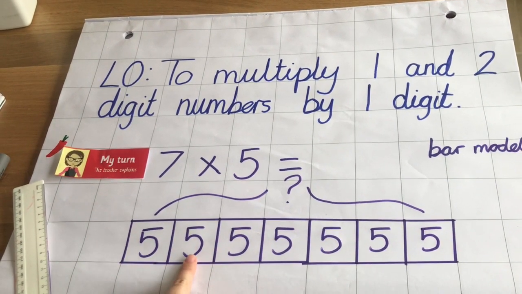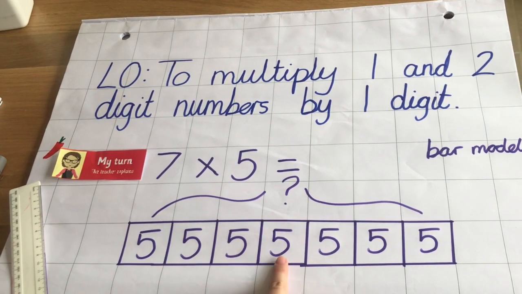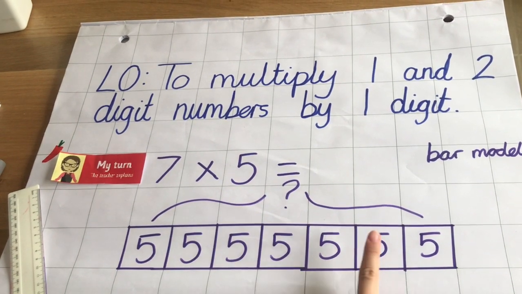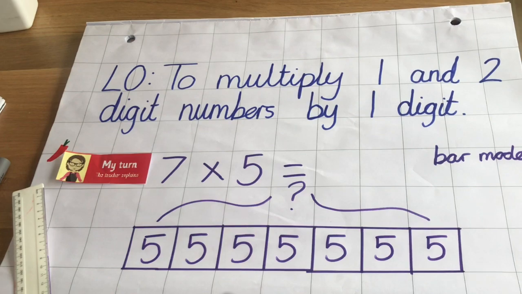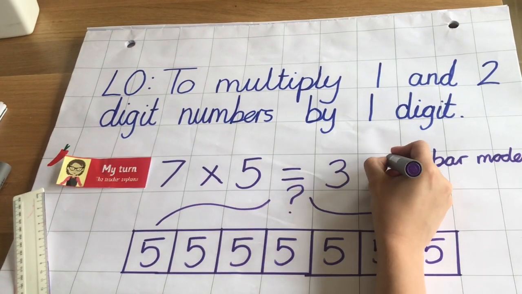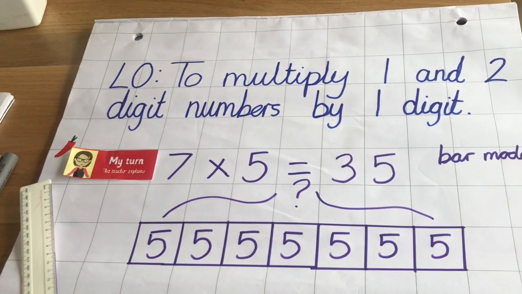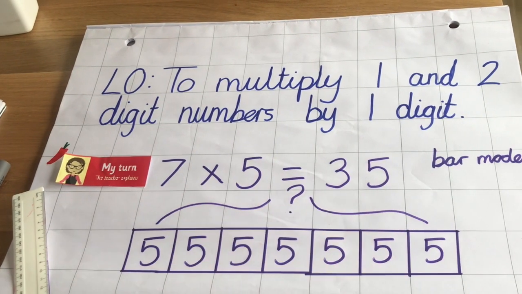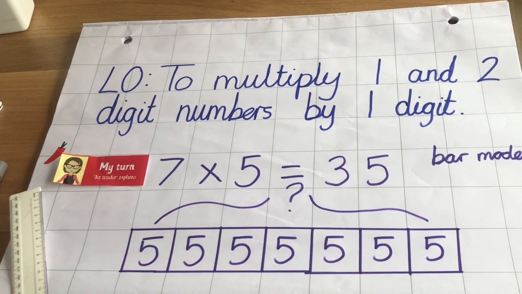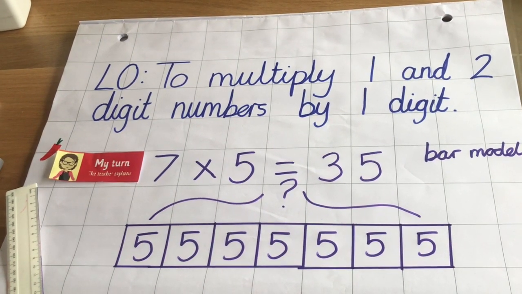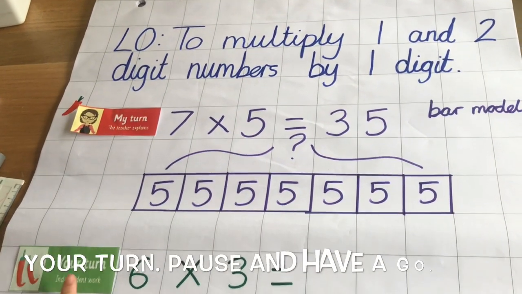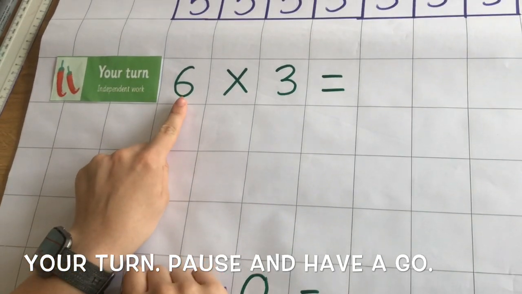5, 10, 15, 20, 25, 30, 35. Well done. So our answer is 35. Now some of you might have been able to do that question without your bar model, and that's okay. But the bar model is there to help us if we need it. Now it's your turn to have a go at this question.